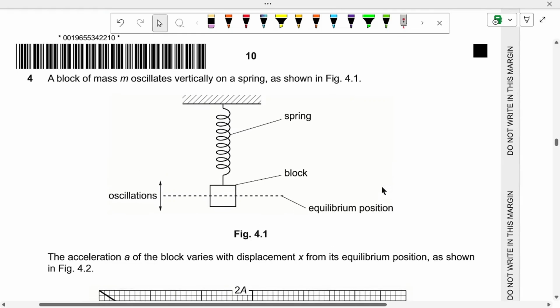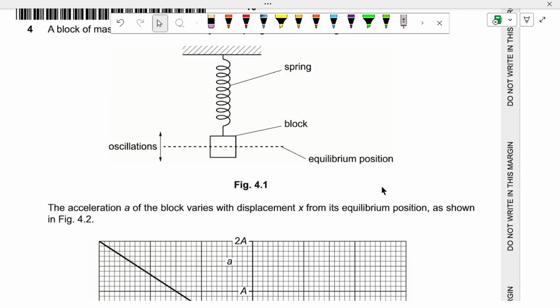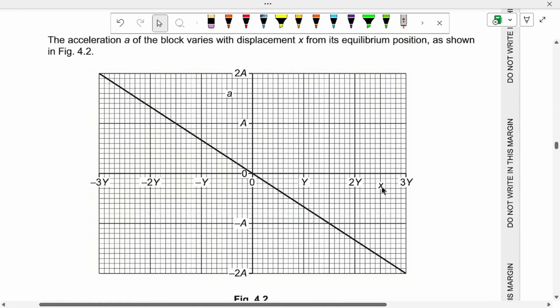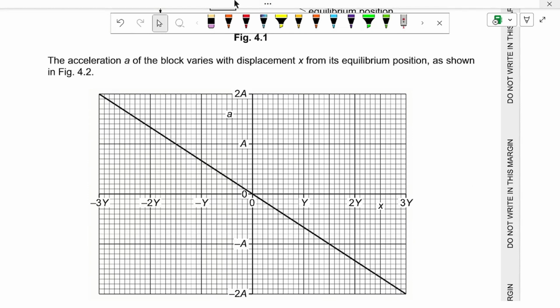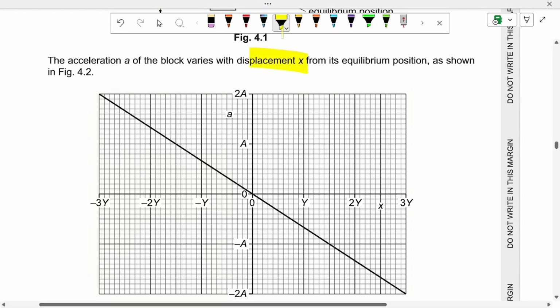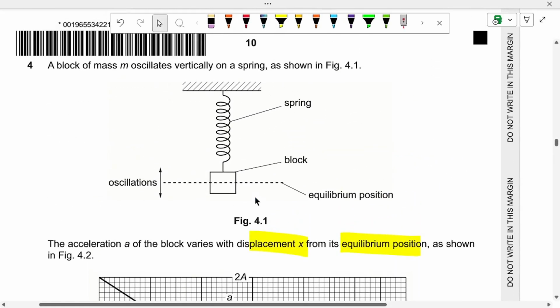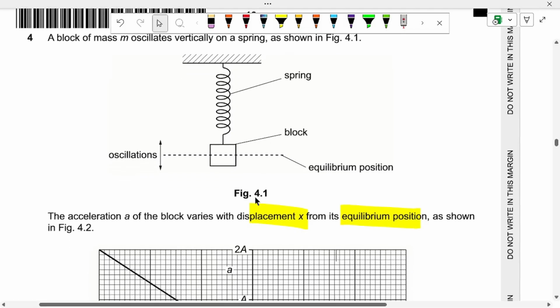With a block M that is oscillating on a spring. I have a spring and I have a block. I start allowing it to oscillate. Oscillation is up and down. A complete oscillation is up, goes above, goes down, and goes back to its original position. That's an oscillation. So I have that occurring, and the acceleration A of the block varies with displacement x from the equilibrium position. So as it goes up and down, the acceleration itself varies with the displacement.